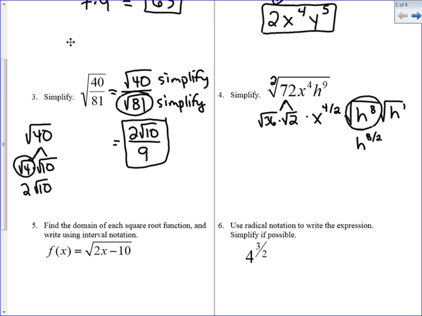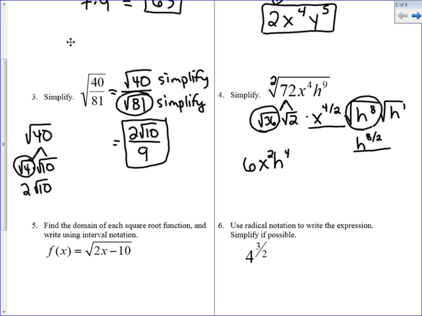So on the outside, from the square root of 36, I have 6. From the square root of x to the 4th, when we divide the 4 by 2, it's out front now as x squared. And for the square root of h to the 8th, when I divide the 8 by 2, I get h to the 4th. It's also outside.